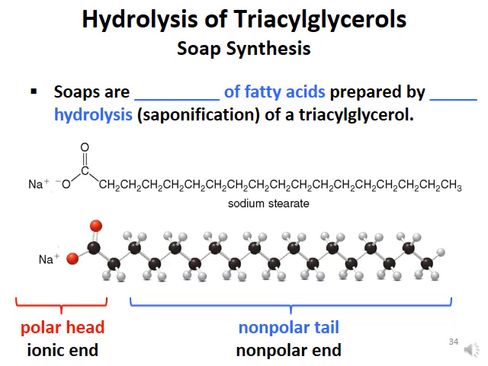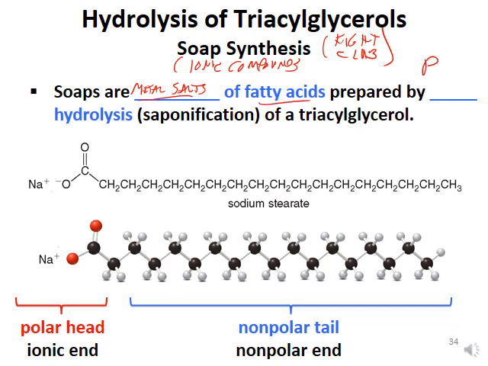And saponification, soap synthesis. What's the first rule of Fight Club? All right. Soaps are metal salts. And metal salts means ionic compounds. Fatty acids prepared by basic hydrolysis. You need base, you need lye, or some strong base to make soap.